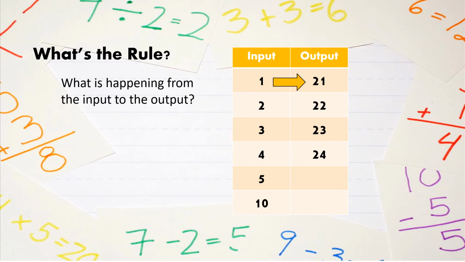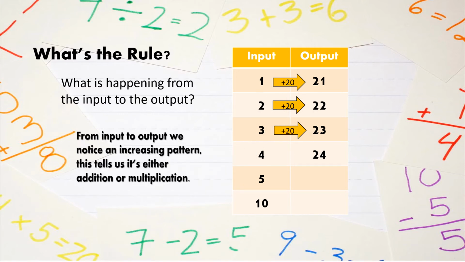Now, if we think about adding, what would we add to 1 to get to 21? Well, we could add 20. If we did the same thing, does the pattern continue? Well, if we add 20 to 2, do we get 22? Yes, 22 would be our sum. So again, if we continue this pattern, adding 20, does the pattern continue as we go?